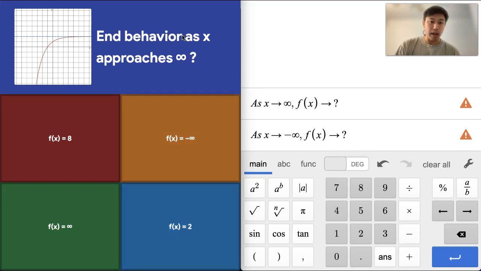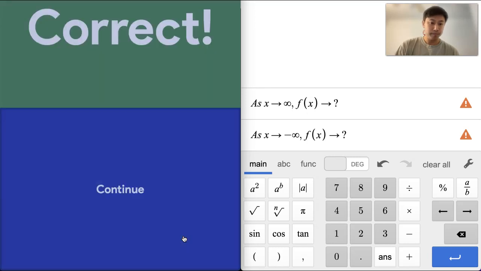If we were asked end behavior as x approaches negative infinity, as x keeps going to the left, what's happening? I don't have any horizontal asymptote down here. The y values are going to keep going down, so we would say negative infinity. Okay, but let's answer the question as we originally talked about it. As x approaches positive infinity, it gets closer and closer to the asymptote, y equals 2. All right, there you go.